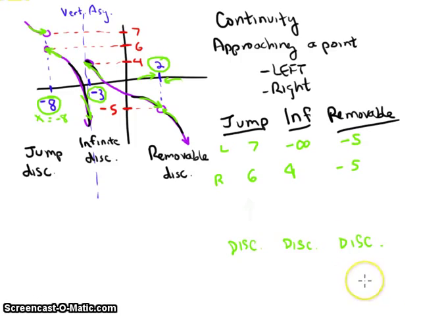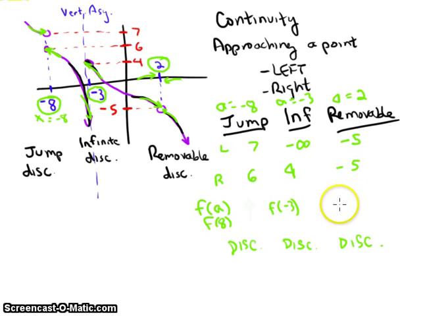So it appears that there may be one more thing we need to look at. What we have to look at is the value of the function at that particular value of x. I'll just call it a. So for example, a is equal to negative 8 for our jump discontinuity, a is equal to negative 3 for the infinite, and a is equal to 2 for the removable. So what's happening at f of negative 8 for the jump, f of negative 3 for the infinite, and f of 2 for the removable?